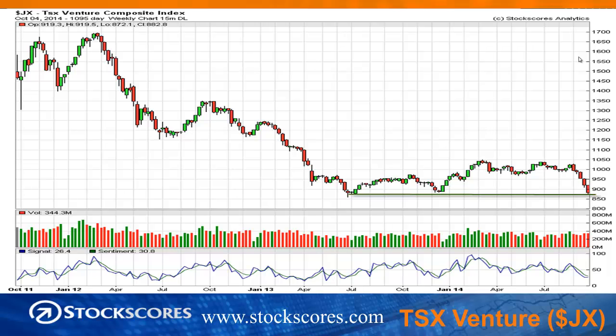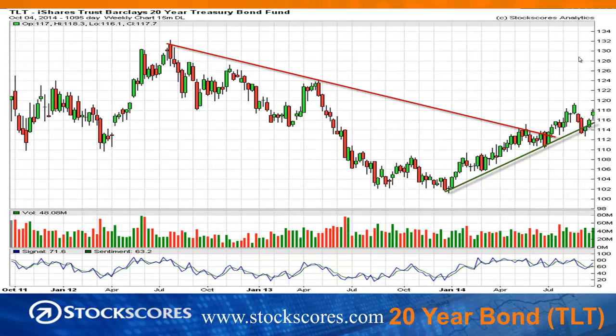And so the TSX Venture looks pretty ugly. It is at support, so it should bounce here, but I think a lot of that will depend on what happens with the US dollar. Treasuries broke their downward trend line earlier this year, just before the early part of the summer, and they have been sort of building along this upward trend line, have held it thus far.